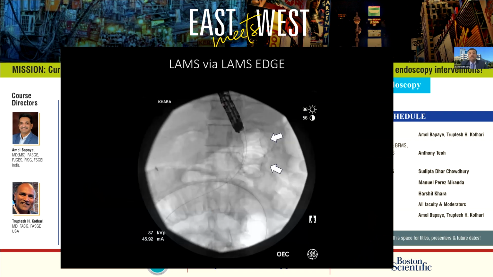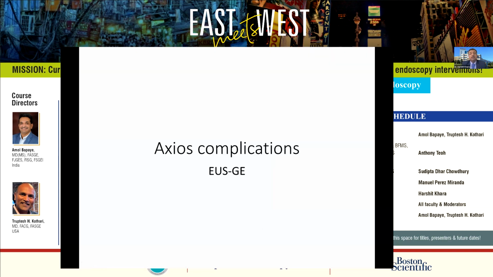Or what I've also done is, if it's a short throw and it's close, then I can do a LAMS via LAMS procedure as well, where if the distance is less than 1 centimeter, I land the distal flange of the new stent into the proximal flange of the old migrated stent and be able to seal the perforation, and this gives a better traction as well. So whatever we can salvage, whatever works.